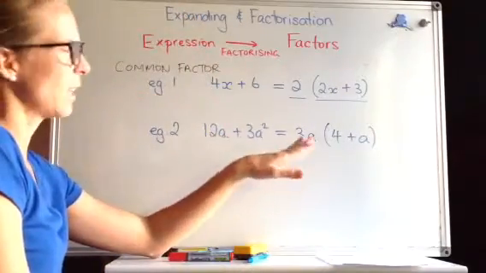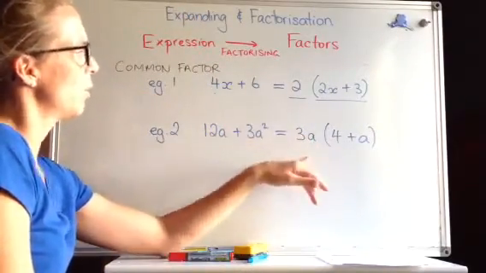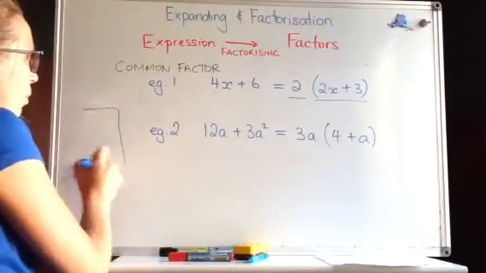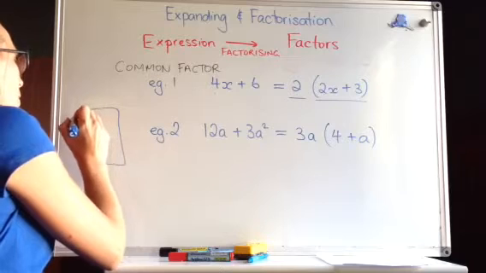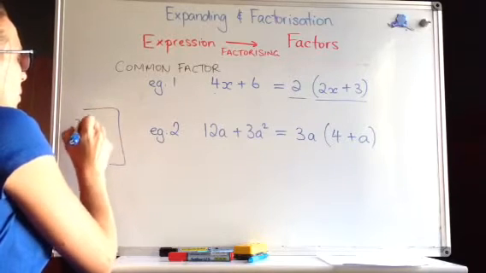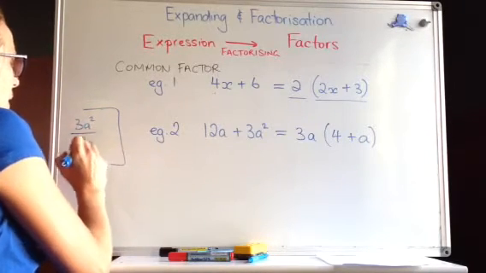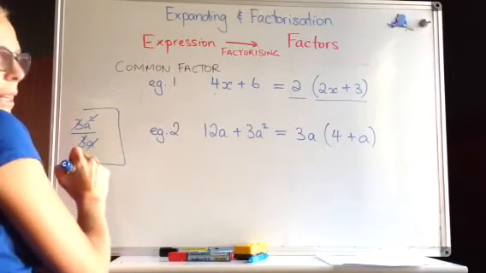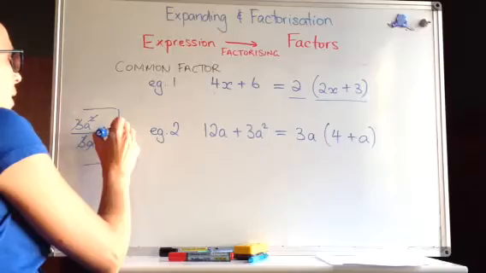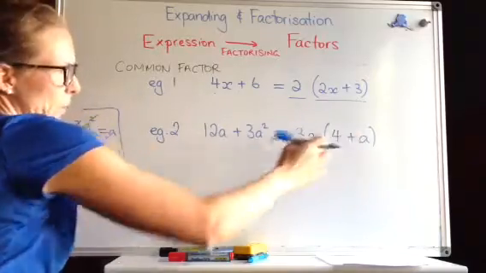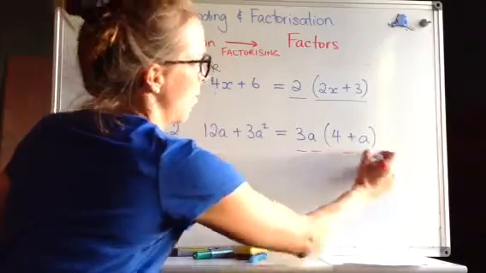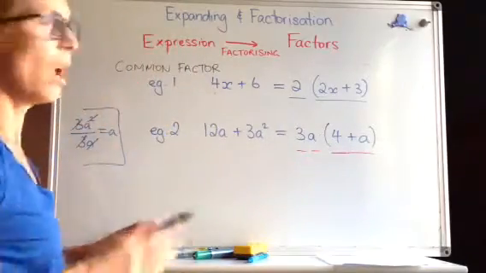Now that was pretty easy. If you were getting a little tricky and you weren't sure what to do, you would just use your indices laws. So you might have to pop a little work area over here and go 3a squared over 3a, cancel out the 3's, cancel out the powers, and that's how I find that bit. So now I've got factors 3a and 4 plus a. I'm going to stop there.